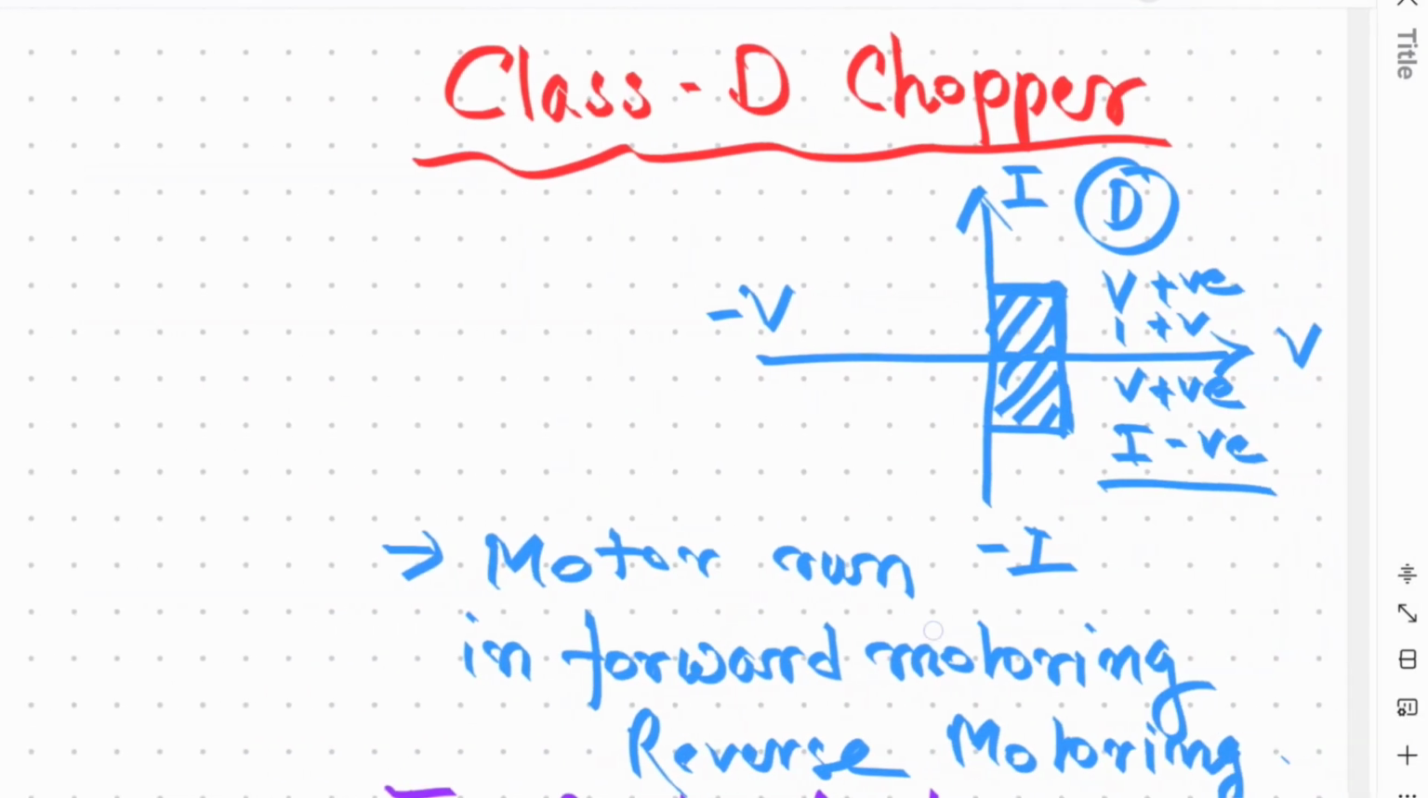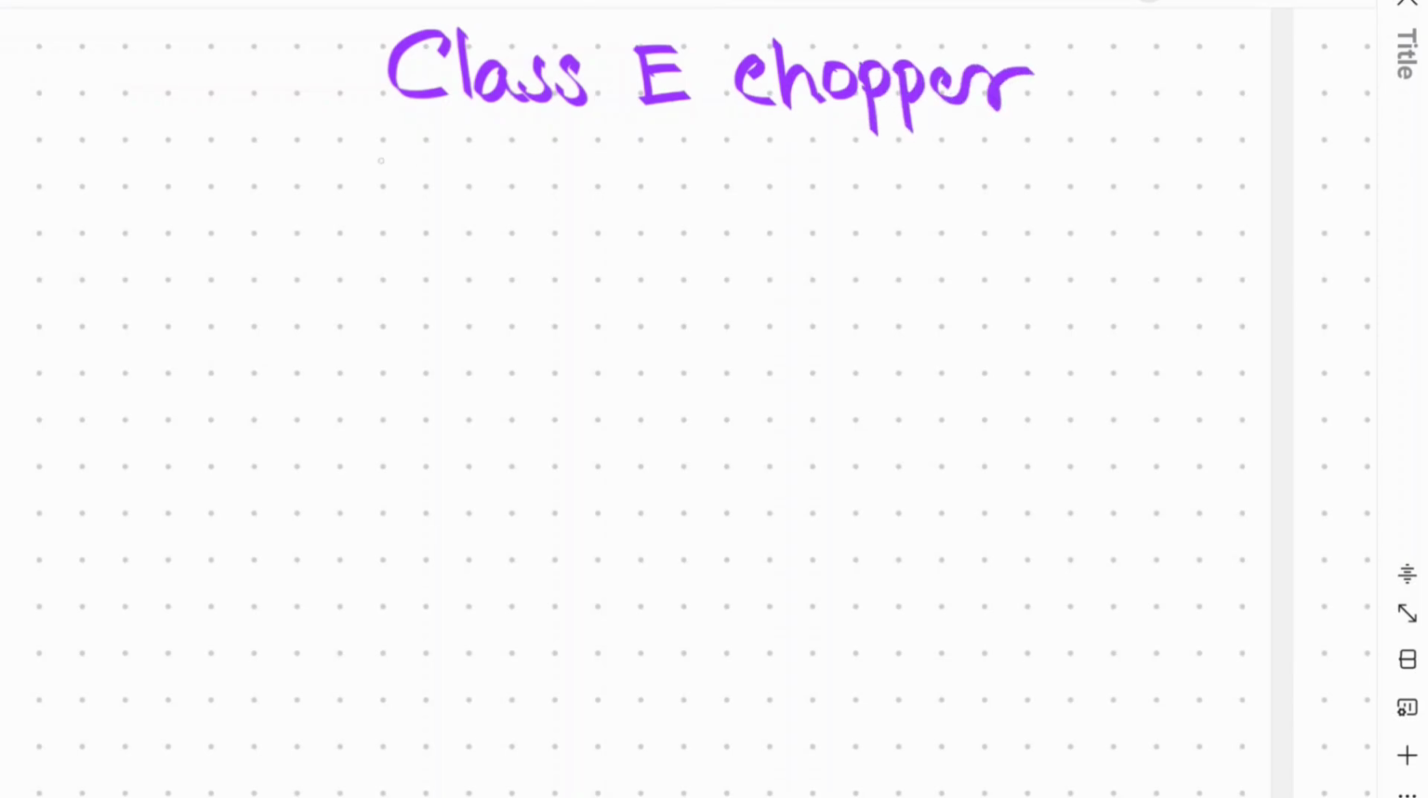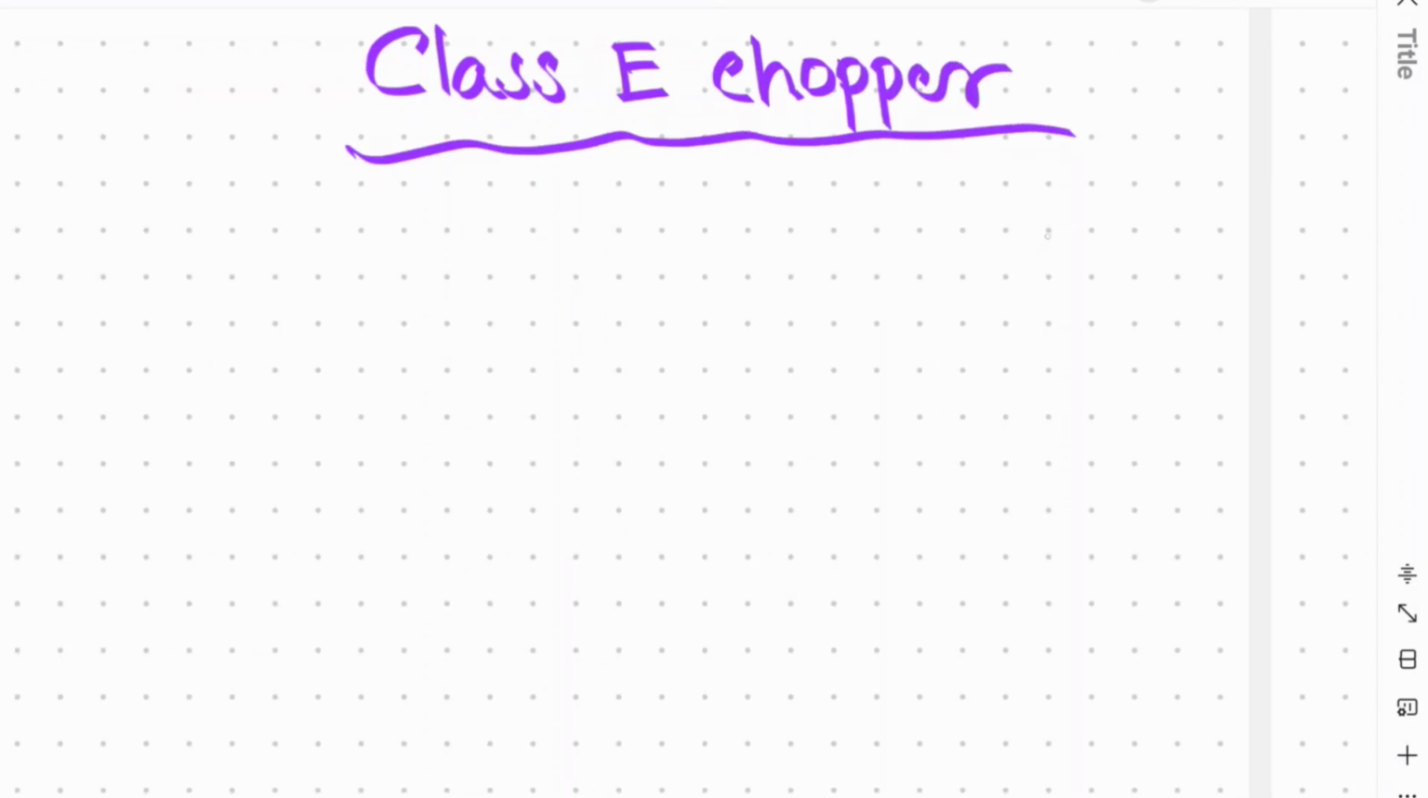Okay, let's see class E chopper. Till now we have seen the operation in the first quadrant, second quadrant, and fourth quadrant, but there is no third quadrant operation. So now we'll see the E-type chopper. Class E chopper is the most versatile one. It operates in all four quadrants.